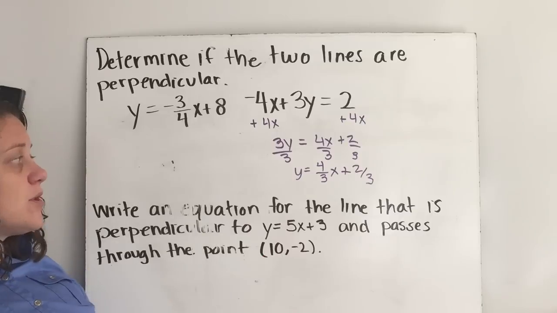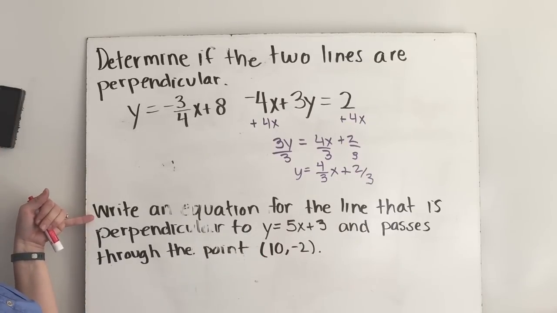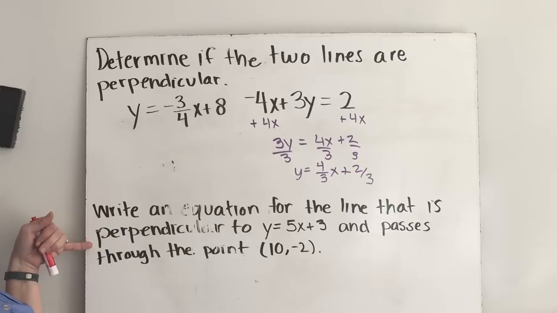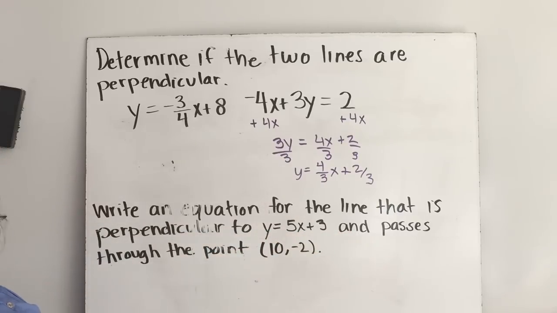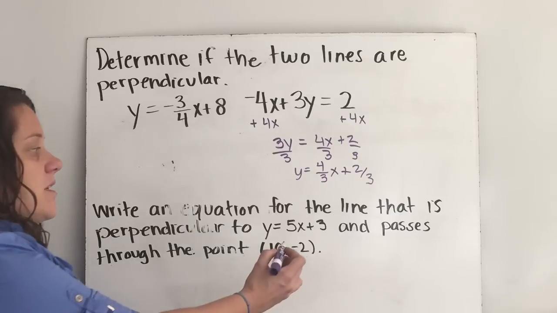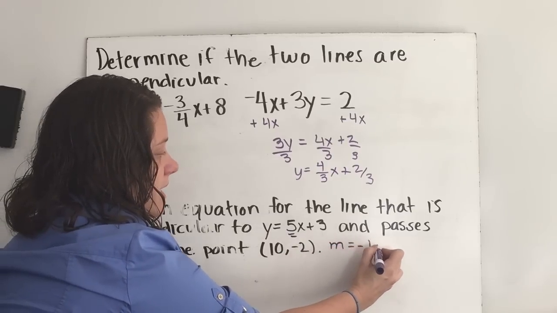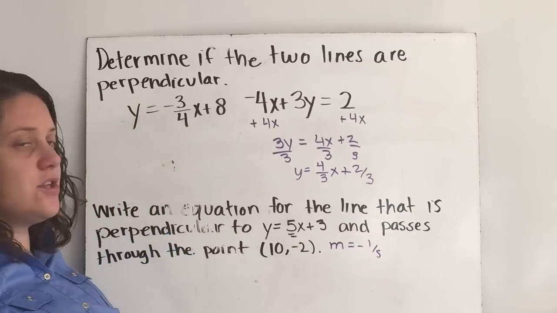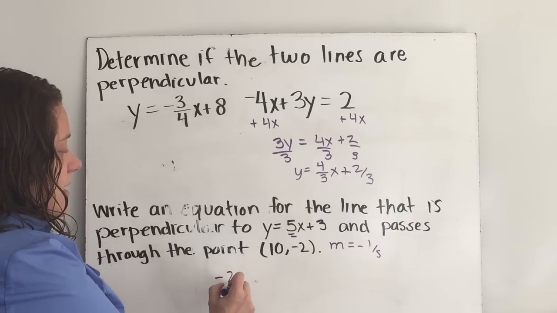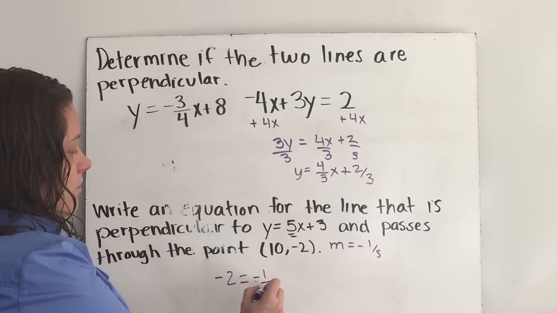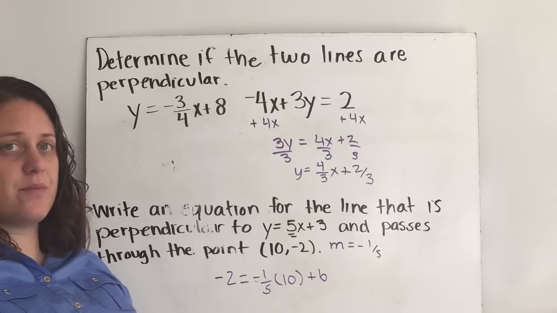So those are perpendicular. Okay, lastly, what we're going to do is write an equation for the line that is perpendicular to y equals 5x plus 3 and passes through the point 10, negative 2. So if we're starting with a slope of 5, we know that the slope we're going to use is negative 1/5. Okay, so you can use whichever method you want. I'm going to use slope-intercept form. So I'm going to say negative 2 equals negative 1/5 times 10 plus b, so I can solve for b.